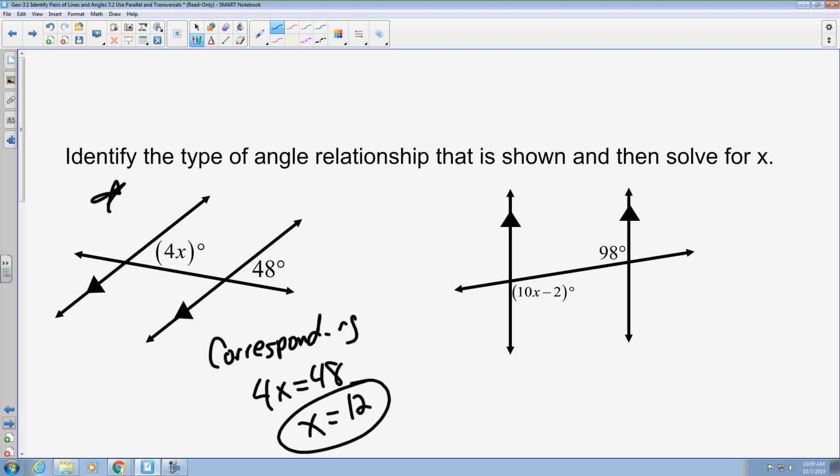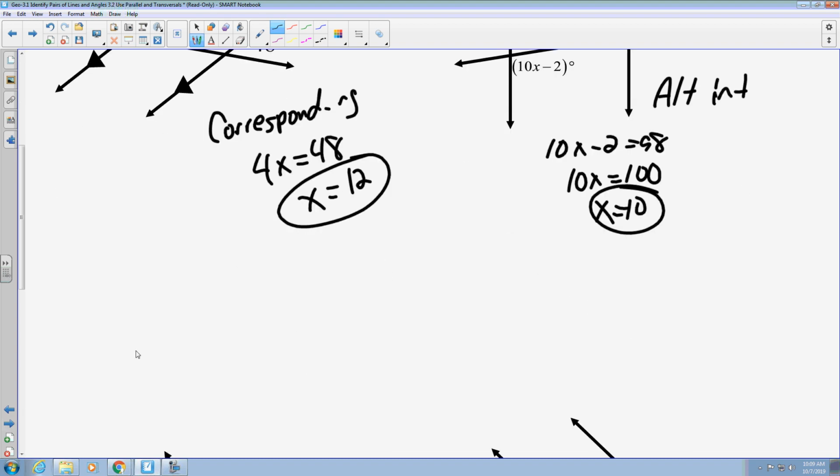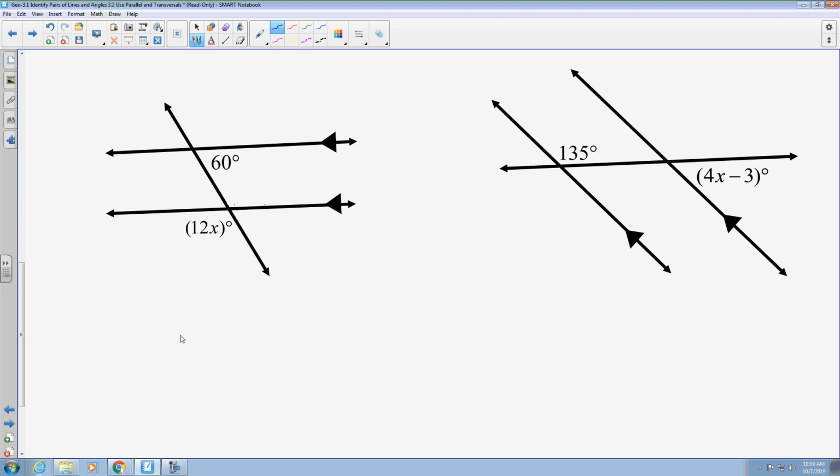Over here, these are alternating interior angles. And since they're alternating interior angles, I can set those equal to each other as well. Add 2, so 10x equals 100, x equals 10. On the bottom here, it appears that they are alternating interior angles as well, so they can be set equal to each other. And divide everything, so I got 60 divided by 12, so that gives me x equals 5.